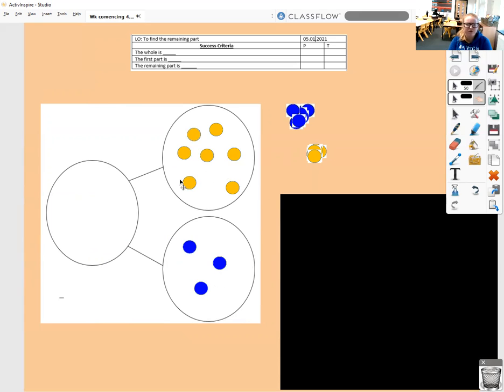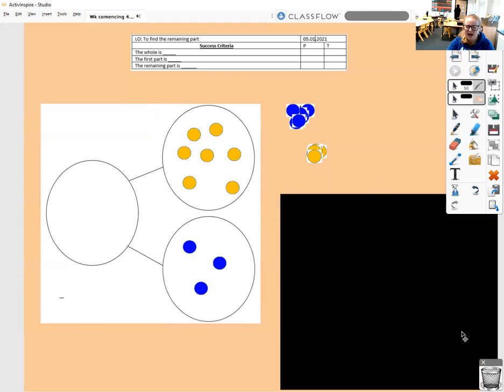So let's quickly go through our success criteria all together. So the whole is how many we had all together, we had 10. So the whole is 10. The first part is 1, 2, 3. The remaining part is 1, 2, 3, 4, 5, 6, 7. The remaining part is 7. Fantastic, year one. Absolutely brilliant.